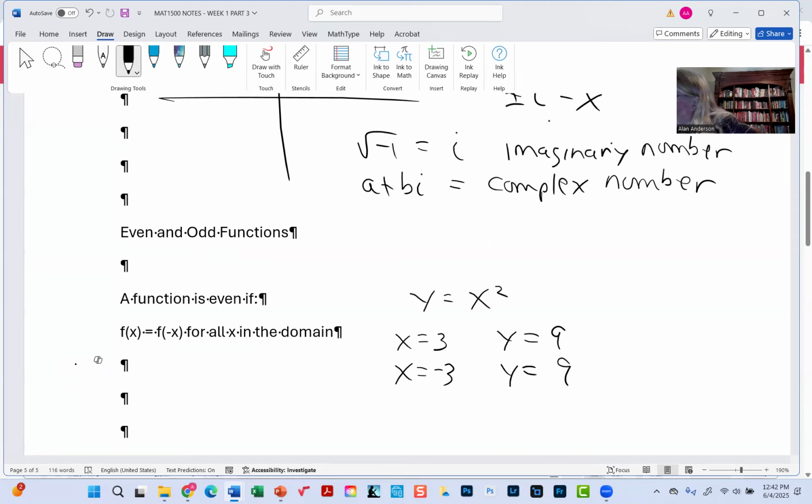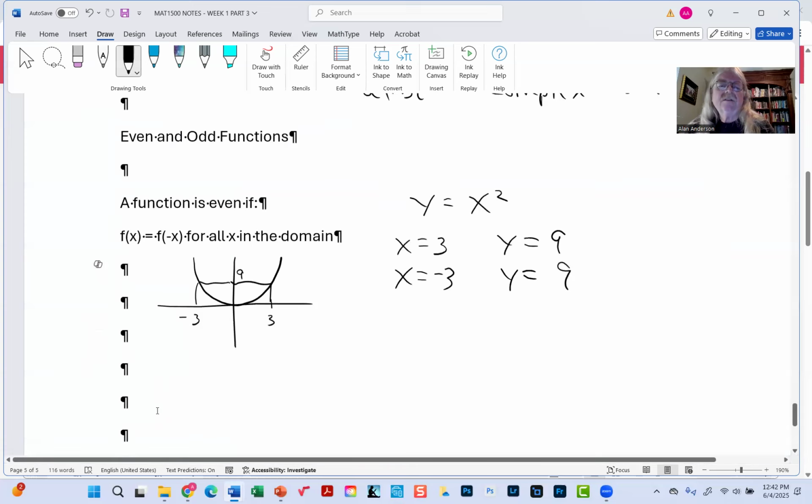Okay. So in other words, because of the way the graph is drawn, you can see that for every positive x, the corresponding negative x will have the same y value. Or in terms of geometry, you can think of it as being symmetrical with respect to that vertical axis. Okay, so this is what it means to be an even function.